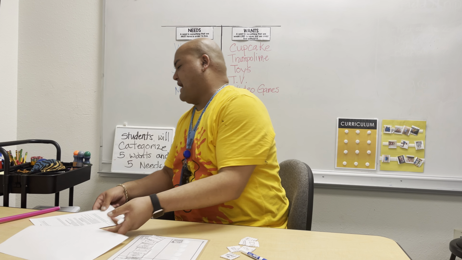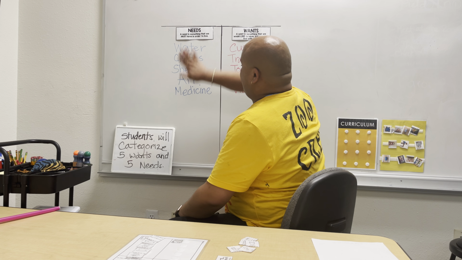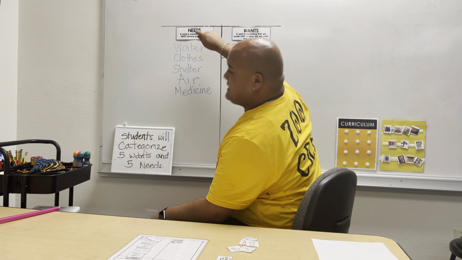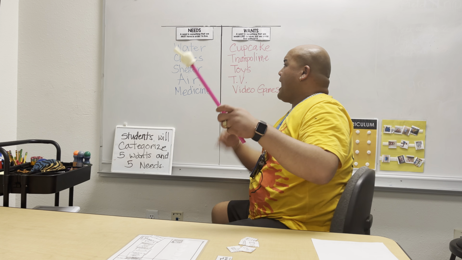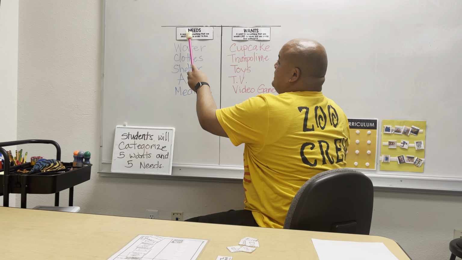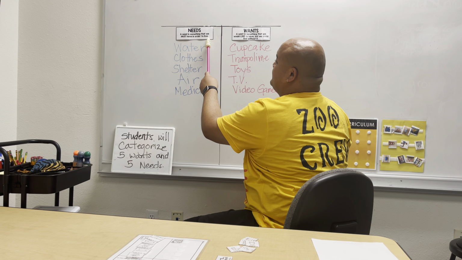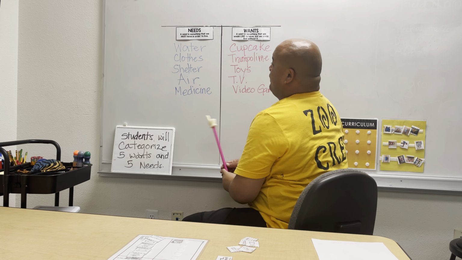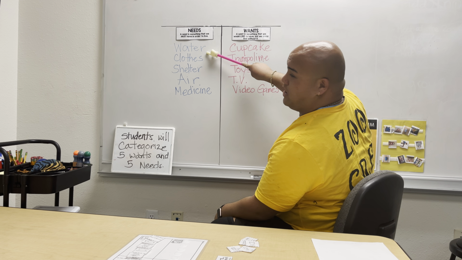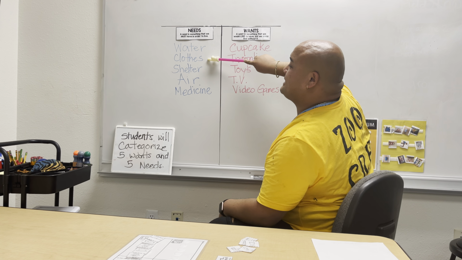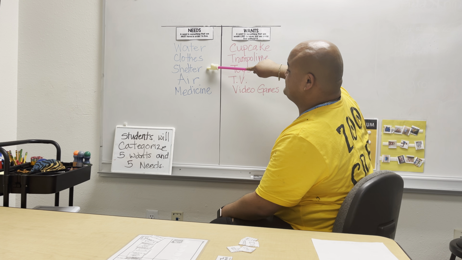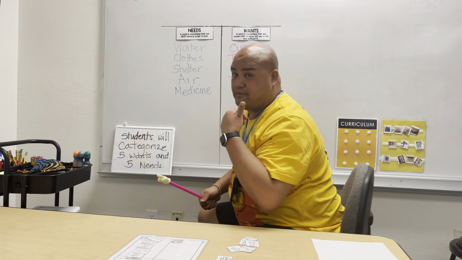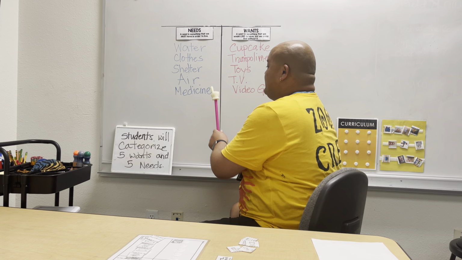All right, awesome. Okay, so what Mr. Devon is going to do right now, and I want you to pay attention because I'm going to ask you something at the very end, is we have our two categories, our needs and our wants. Needs are something that we must have in order to live. So in our needs, we listed the example of water. We need water to live. We need clothes to protect us. We need shelter to protect us. We also need to breathe air. We need to breathe air to live. And we need medicine to help us get better if we are sick.